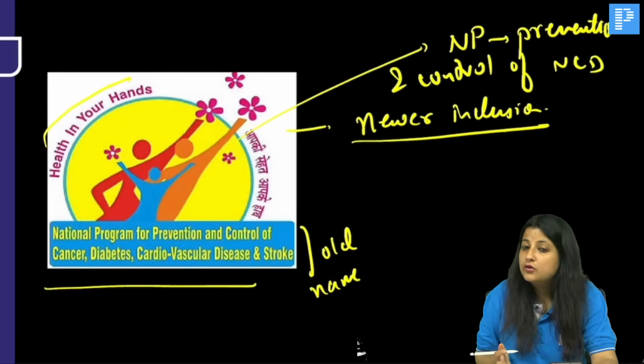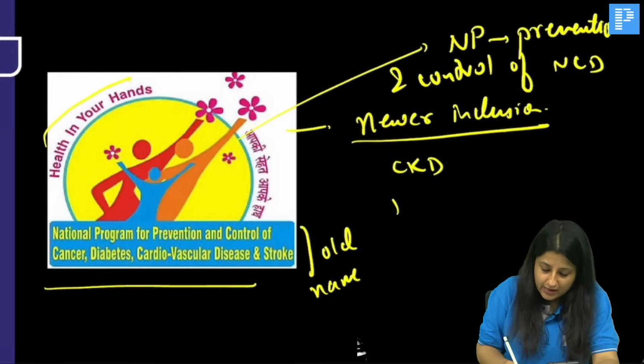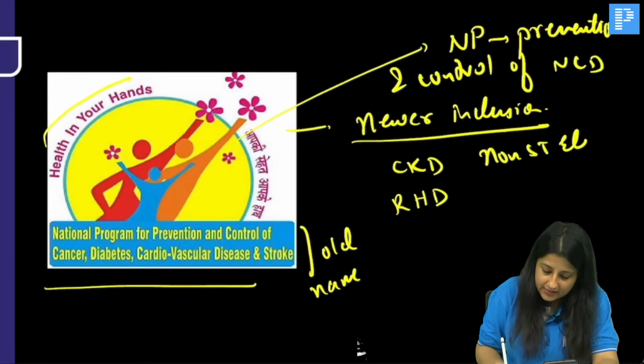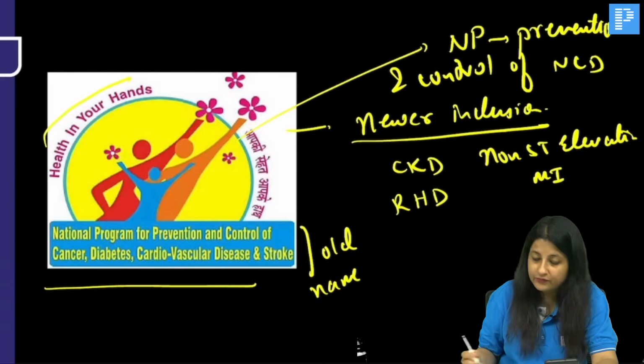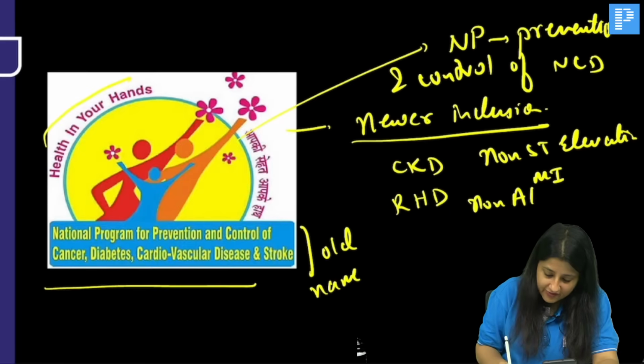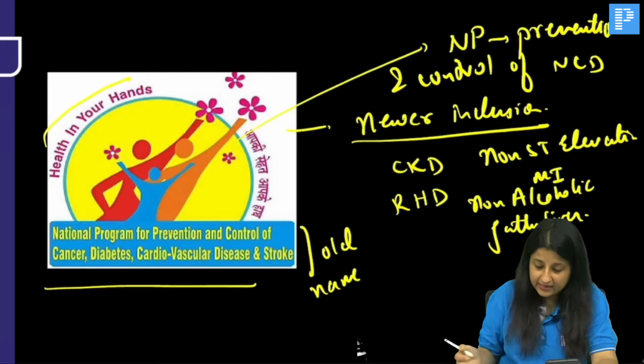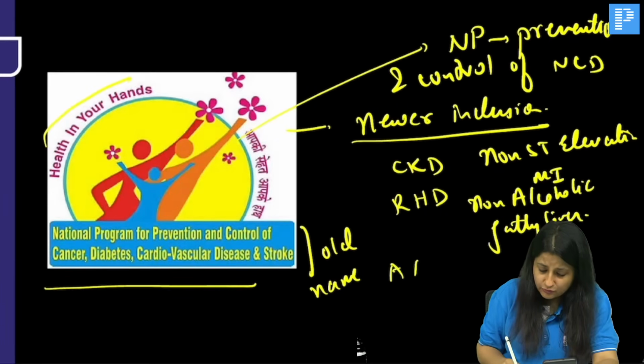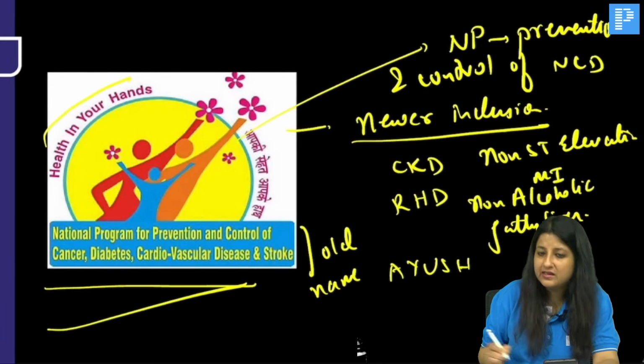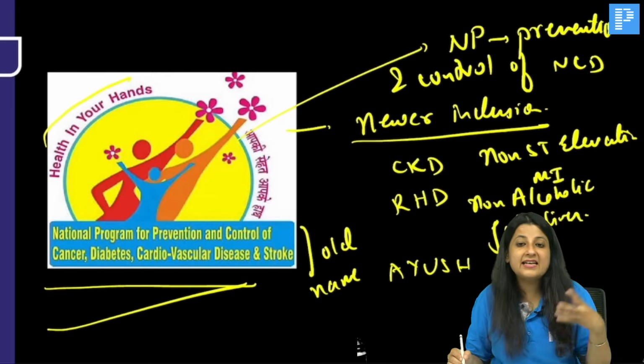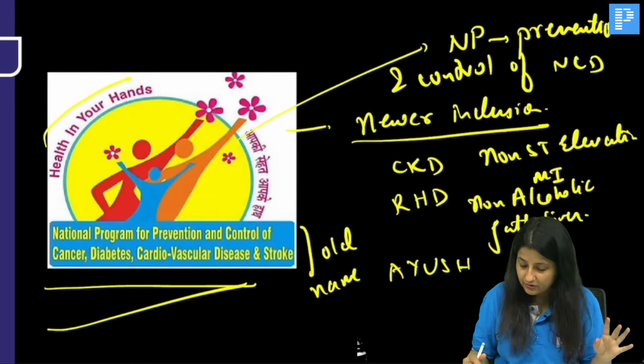Okay, so you have CKD, you have rheumatic heart disease which has been included. You have non-ST elevation MI. ठीक है, that is a part of this now. Non-alcoholic fatty liver, ठीक है, that is also a part of this. COPD आ चुका है. Alright, then you also have Ayush modality. So just remember the name of the programs, and screening is started from the subcenter level also.